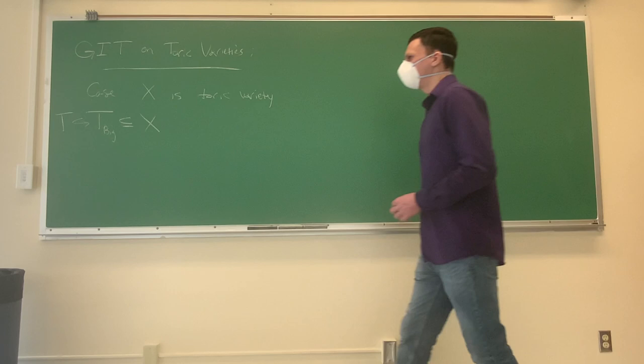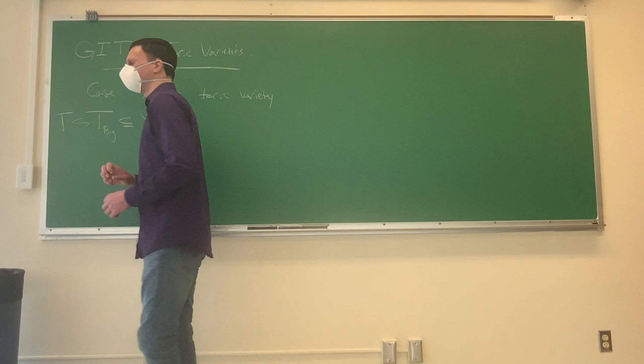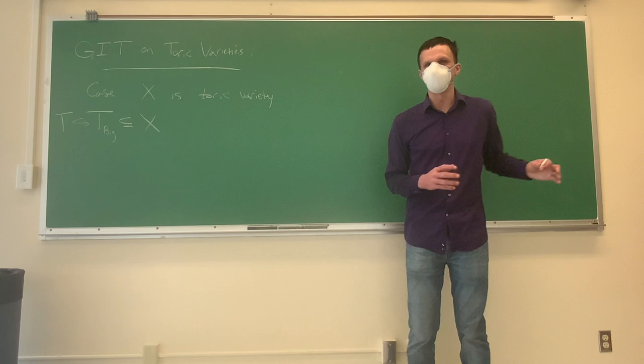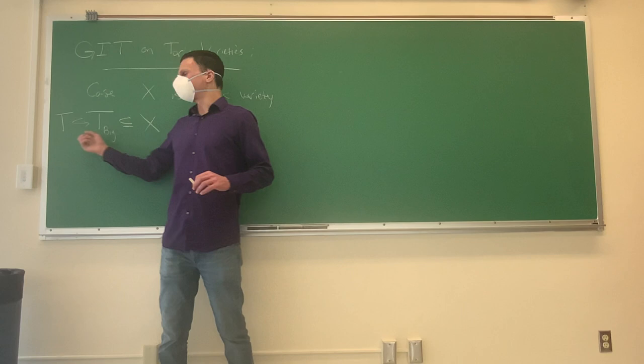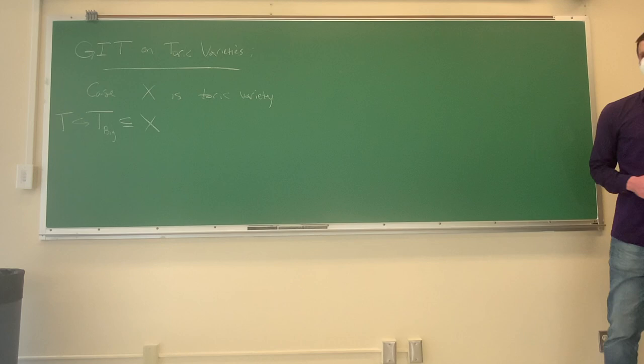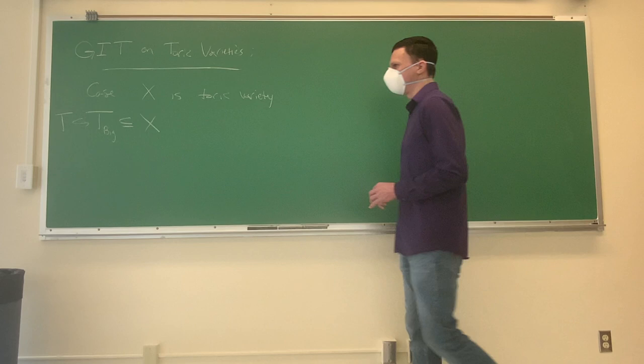And the idea with GIT is that we're going to formulate a way of taking the quotient of X by T. If I take the quotient of X by the big torus, then I just get a point, right? Because I'm quotienting a dimension n thing by a dimension n thing. But this has smaller dimensions, so I get some interesting variety out. Okay, and so I want to think about how our GIT machinery works in this case.